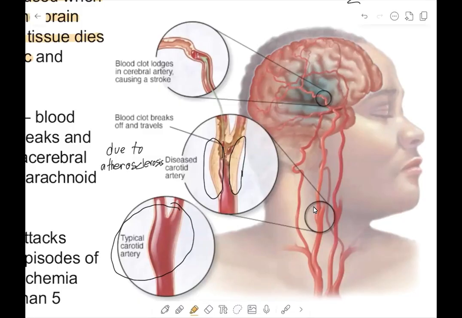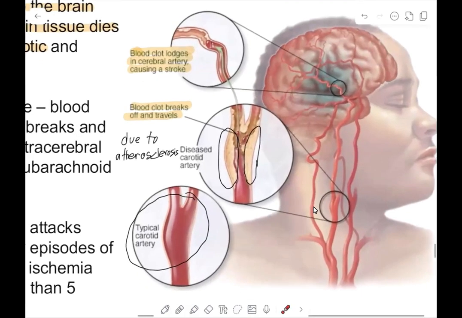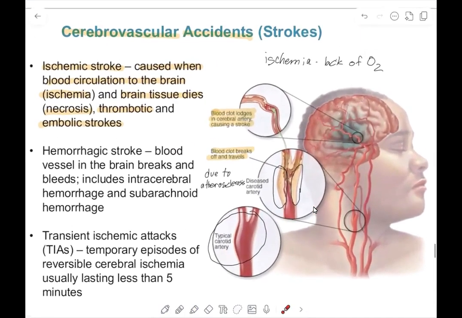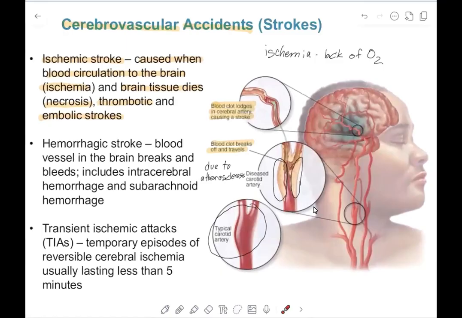So in this case, the blood clot is going to break off and travel. The clot itself is called a thrombus, but when it travels, it's called an embolus. The blood clot lodges in a cerebral artery, and at that point, that area is now deprived of oxygen. And that deprivation of oxygen is called ischemia. So hopefully they've caught this incident early enough that they can correct it surgically.